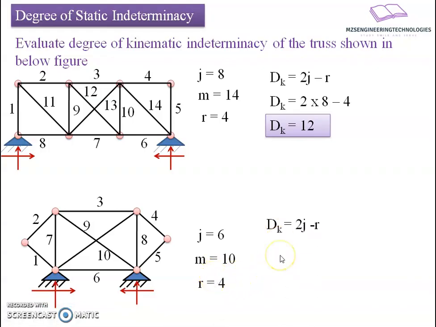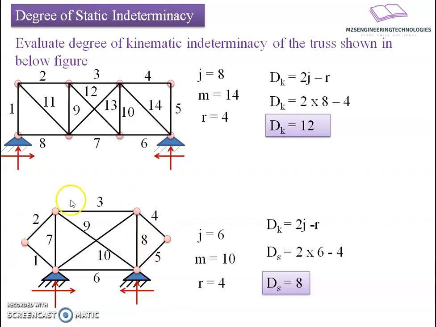Reactive forces are... If I substitute in the equation Dk = 2j - 3, 2 into 6 minus 4, Ds equals 8. Where the supports are being provided, they are completely restrained against any types of displacement. So degrees of freedom at these two ends will be 0, whereas the 1, 2, 3, 4 four joints are having degrees of freedom equal to 2, meaning 4 into 2, 8.